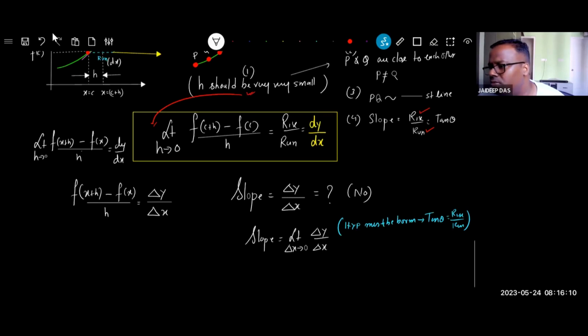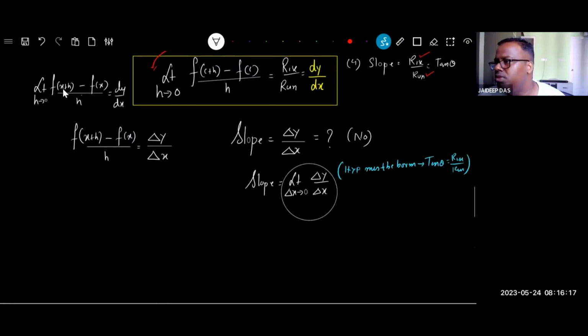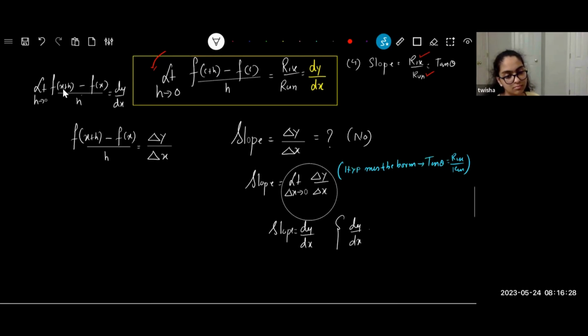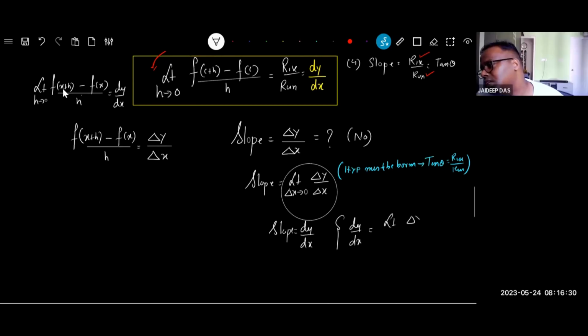Then you say this is slope. And why will I write such a big definition? Okay, write a smaller definition. The smaller definition would be: slope is equal to dy by dx, where dy by dx is a ratio of delta y by delta x with the condition delta x tends to 0.